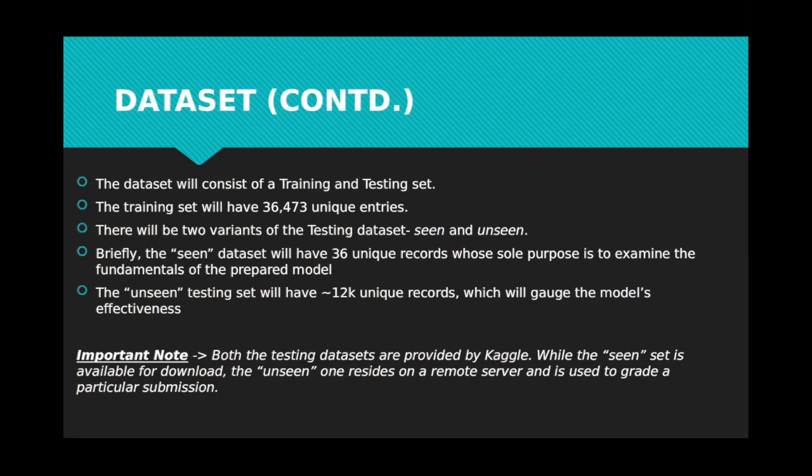The unseen test set was not something which was provided or publicly available. It resided on a server. Once you submit your script, it would be run against that testing set to give you a final Pearson's correlation coefficient score.